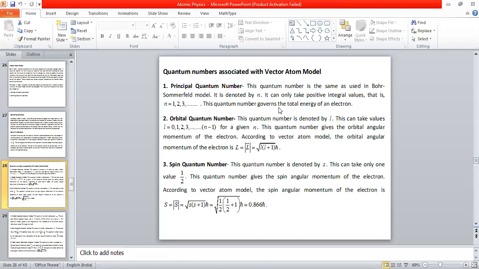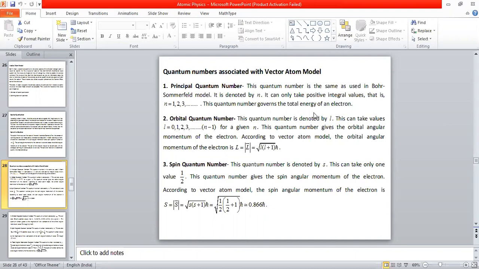Okay, that is the physical significance. So the principal quantum number is the same as the principal quantum number used in Bohr's theory, and here it can take the set of values 1, 2, 3. What is the significance of the principal quantum number? It actually gives the total energy. So the principal quantum number n gives the energy of the electron.